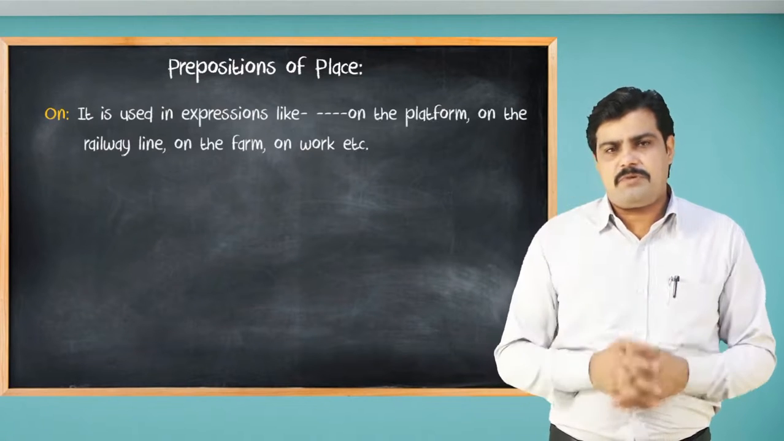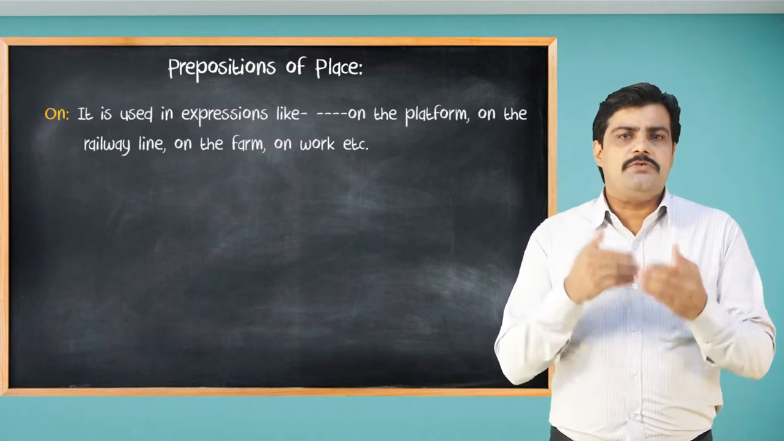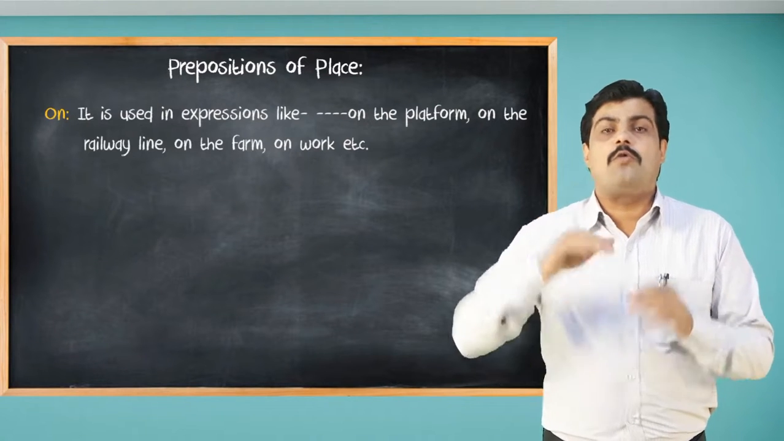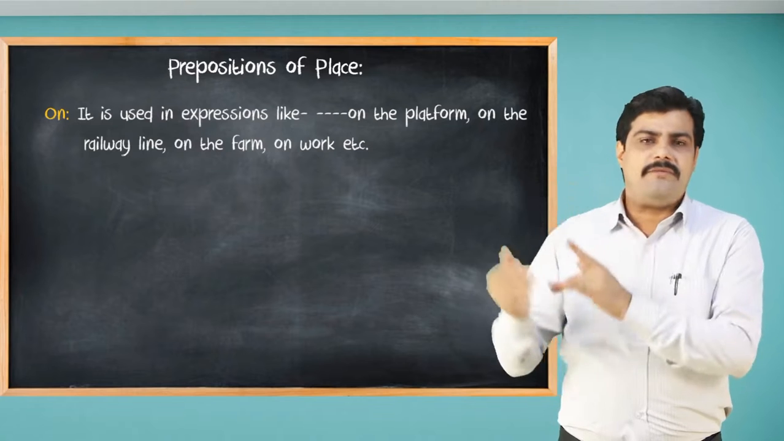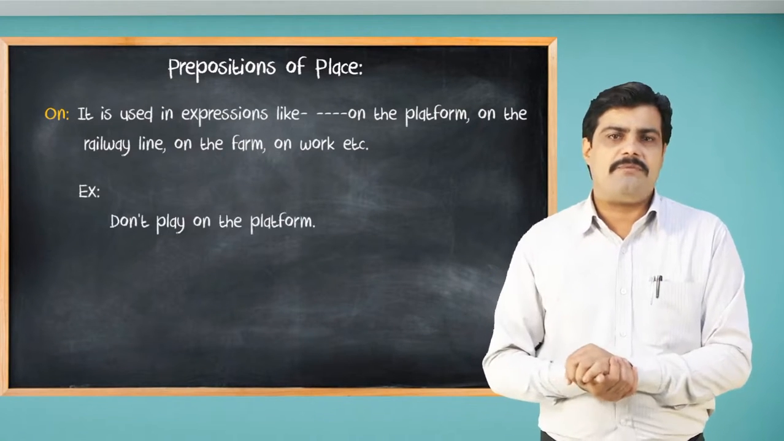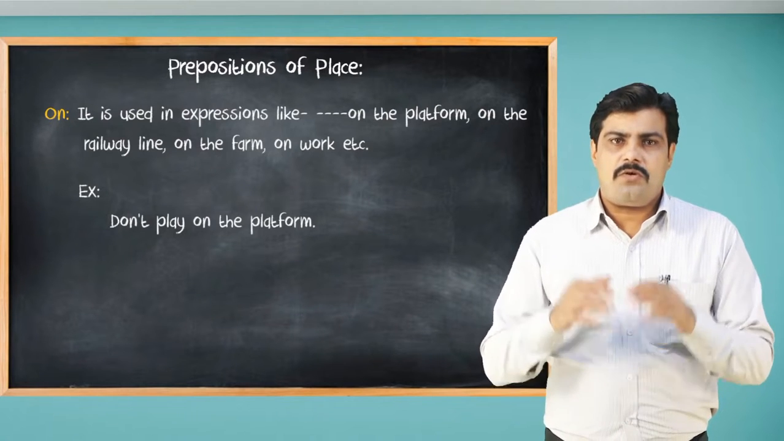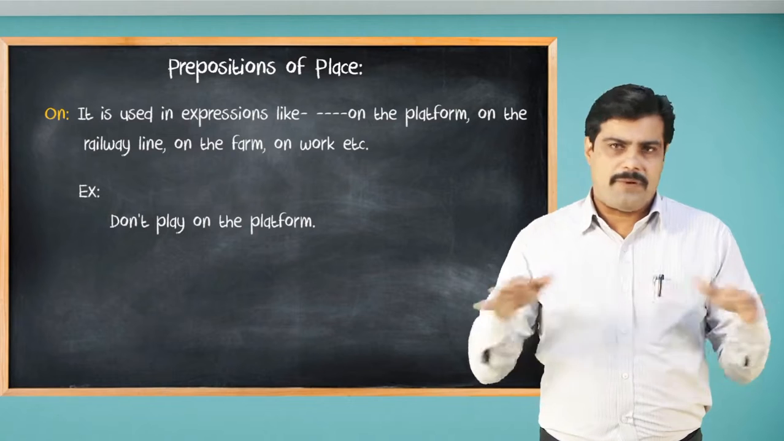Now another preposition you see is on. And on is used in expressions such as on the platform, on the railway line, on the farm, on work, etc. For example, don't play on the platform. So on is used for place.